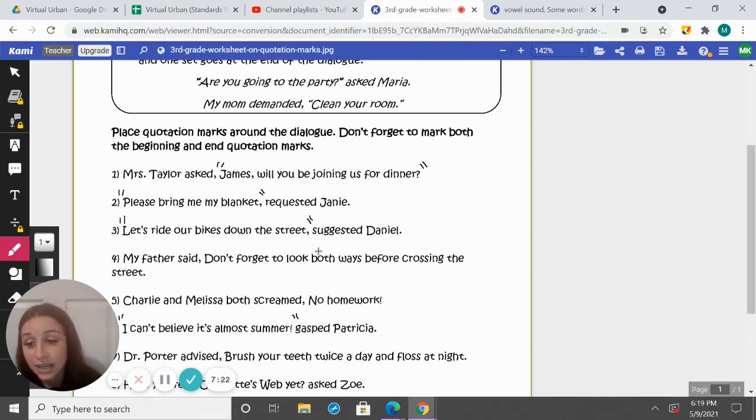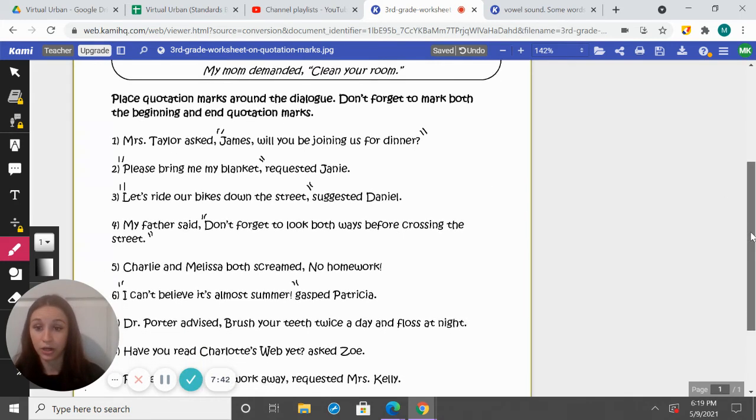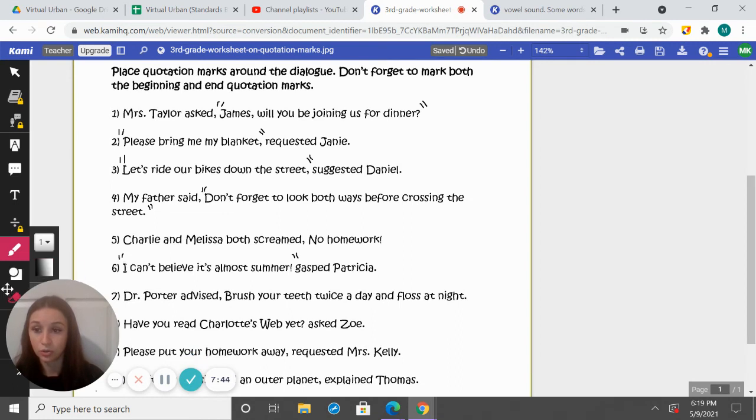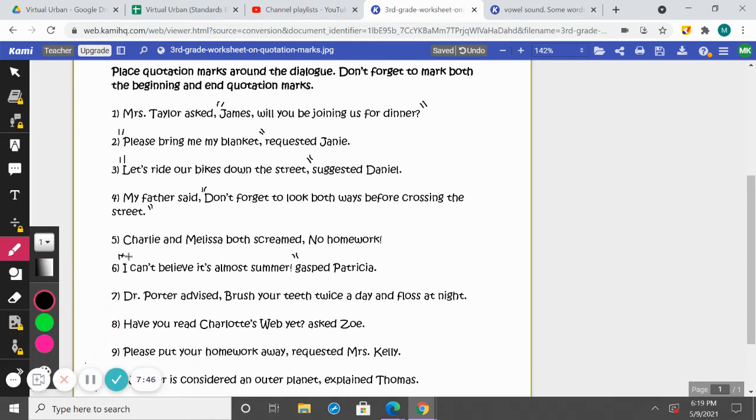So the first thing father said was "don't," so quotation marks there. And the last thing he said was "street," so that's the last thing that needs to be enclosed. But remember that period there, that punctuation needs to be included as well. When it's at the end, we're going to include that in our quotations. All right, 2nd grade, we are going to work on 2 more. Let me get my eraser, and look at 5 and 6.